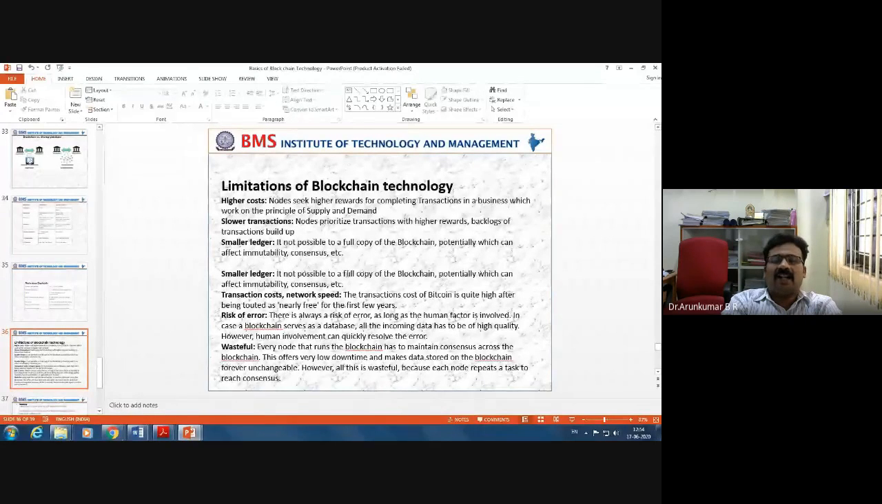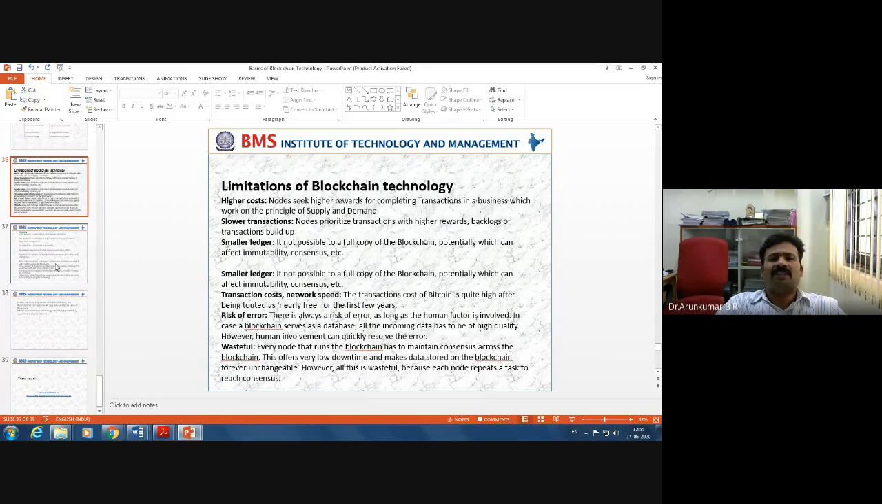So we think there are many memory cycles and energy cycles wasted, because this offers very low downtime and makes data stored on the blockchain forever unchangeable. However, all this is wasteful in order to bring in the immutability, right? You have to add a new block, for example, with a lot of proof of work, and a lot of computational power will be wasted. If there are 1,000 nodes in a blockchain, and 1,000 users, then see the computational power involved while creating a new block. So there's a wastage of resources, which is a limitation of the blockchain technology.